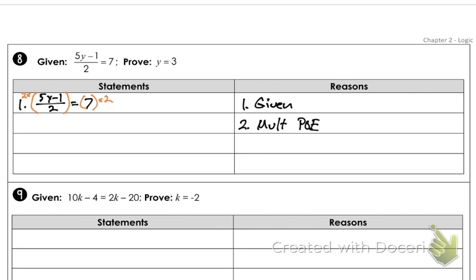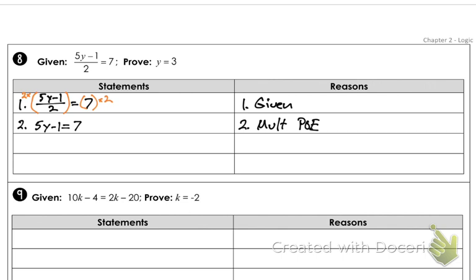Now, if you don't know that, pay attention to what happens next. The 2's are going to turn to just 1, and everything in the numerator is just going to fall down. So your next step is going to look like this: 5y minus 1 equals 7. By multiplying by 2, we get rid of the denominator. You got to know that skill. More than likely, you're going to have one of those on the test. You need to know how to get rid of a denominator. That's an important skill for everyone to have.